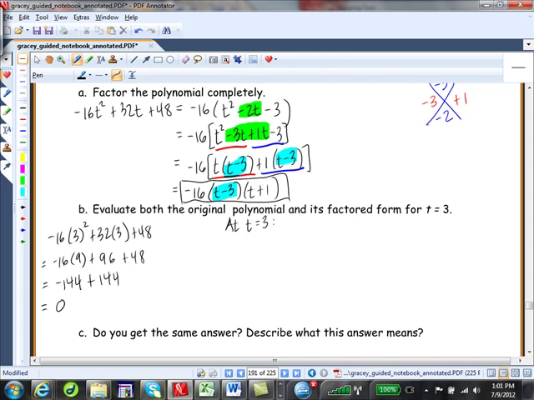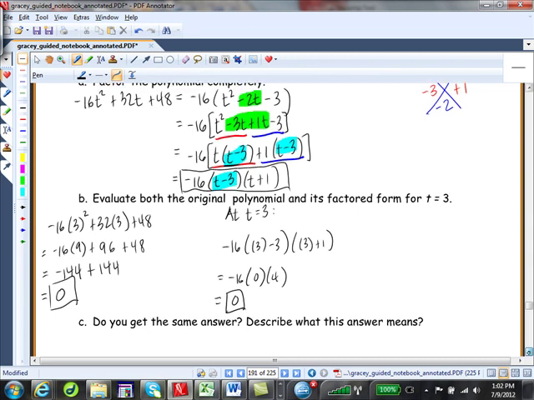And then our factored form, -16, and then we get 3 minus 3, and then 3 plus 1. So this will be -16 times 0 times 4, which of course is 0. Did we get the same answer? Yes.